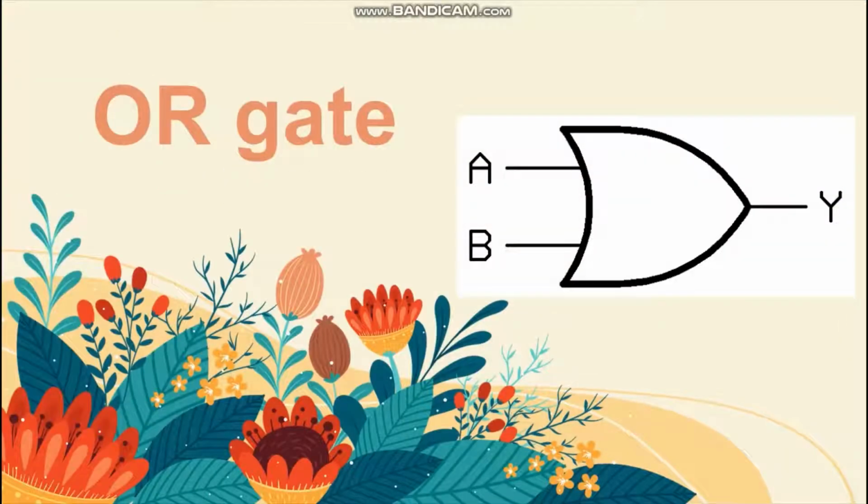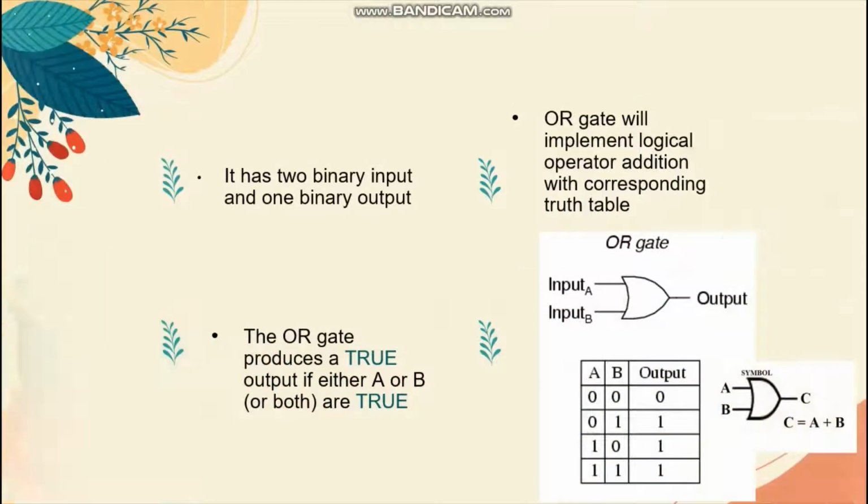Next, the OR gate. It has two binary inputs and one binary output. The OR gate produces a true output if either A or B or both are true. The OR gate will implement the logical operator addition with the corresponding truth table.